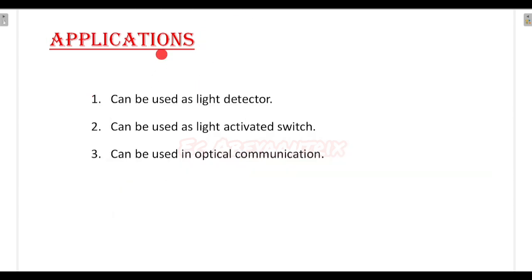And coming to applications, where we use this photodiode: mainly it is used as a light detector. If we need to sense whether light has fallen on the device or not, we can use this photodiode. It can also be used as a light activated switch. It's mainly used in optical communication, because optics means light. So wherever optical communication is used, there will definitely be a use of photodiode. And a group of photodiodes forms a solar cell. We can learn about that solar cell in our next video. So that's the main important point in the photodiode concept.